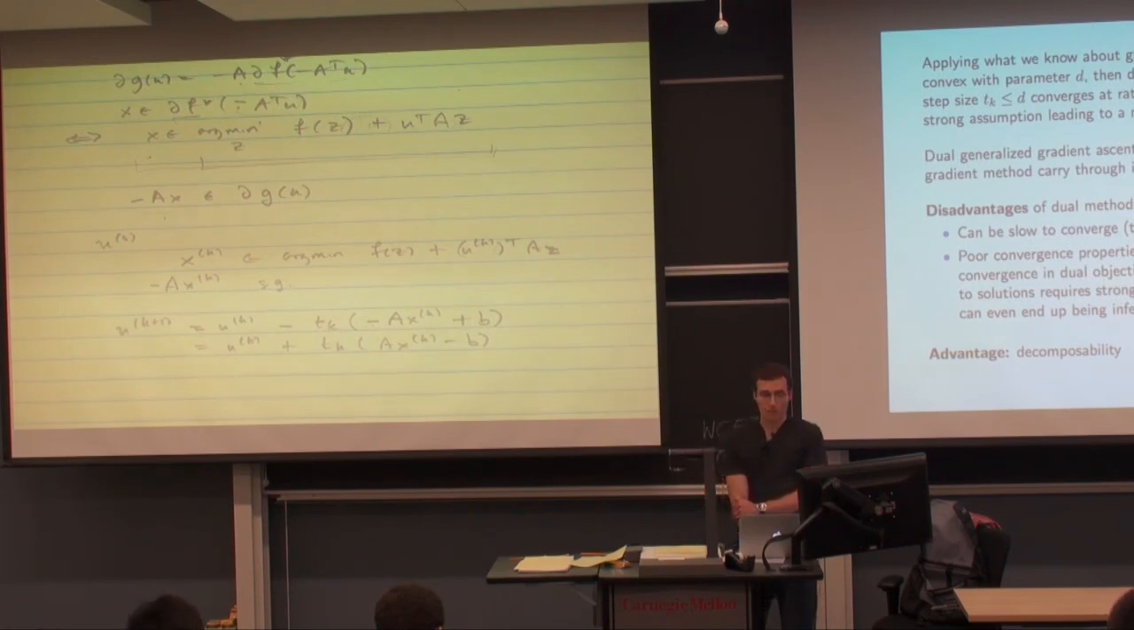If f is strongly convex with parameter d, then dual gradient ascent with constant step size t less than or equal to 1 over its Lipschitz constant, which is 1 over d, converges at a rate of 1 over k. So that's, so far, not a bad result. But if you think about the assumptions that led to that, that's completely different from gradient descent. Here I had to actually assume that f was strongly convex with a certain parameter, and that gave us a rate of 1 over k. In gradient descent, if I assume that f was strongly convex, we got exponential convergence. So there's a huge difference between those two rates. This is a pretty strong assumption that leads to a modest rate.